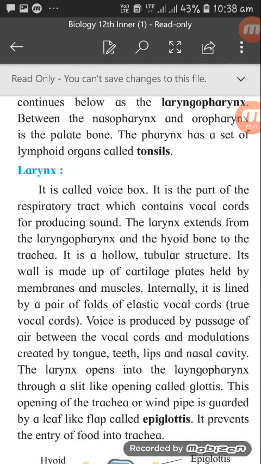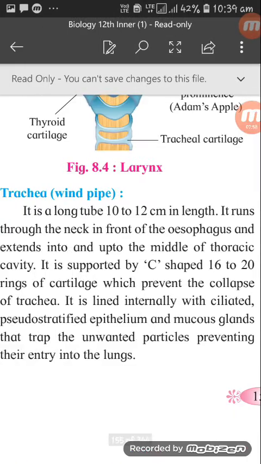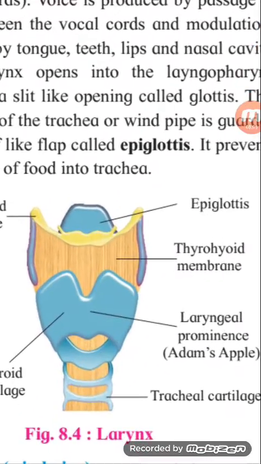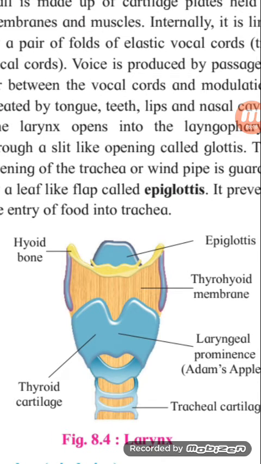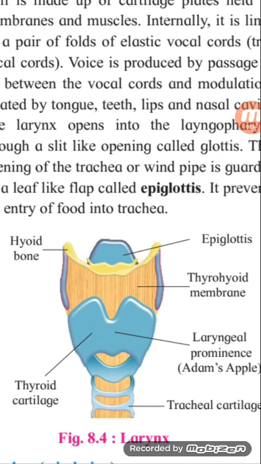Nose, pharynx, and larynx. Now next one, windpipe. Now if you look at the structure of larynx, you can see a Y-shaped hyoid bone. Epiglottis. What is epiglottis? Flap. The glottis is guarded by a flap, and this flap is called epiglottis.